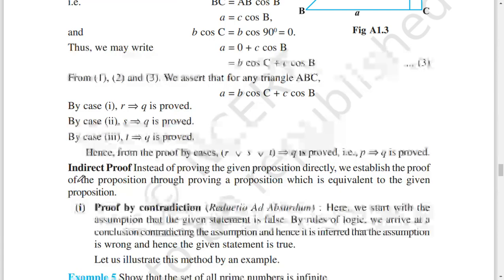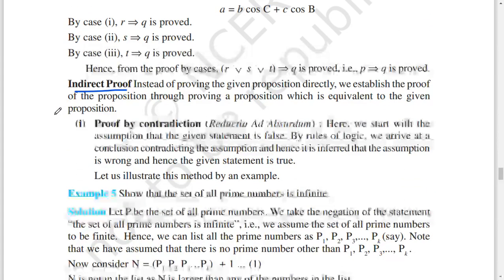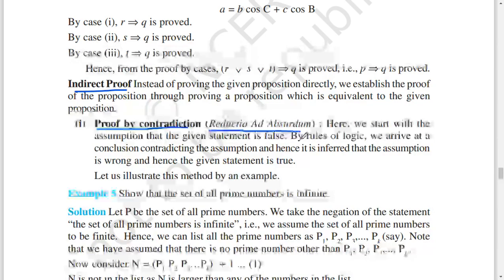Indirect proof. Instead of proving the given proposition directly, we establish the proof of the proposition through proving a proposition which is equivalent to the given proposition. 1. Proof by contradiction, meaning reductio ad absurdum. Here we start with the assumption that the given statement is false. By rules of logic we arrive at a conclusion contradicting the assumption, and hence it is inferred that the assumption is wrong, and hence the given statement is true.